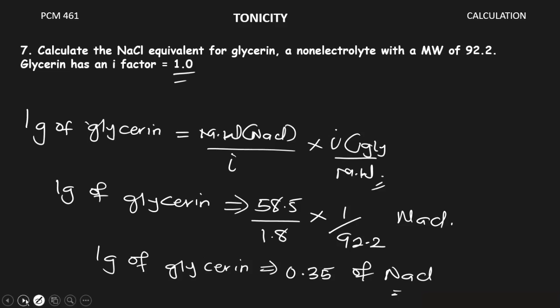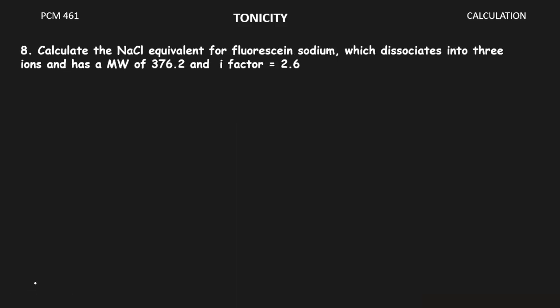So that is that. Now, the next one is an assignment. Calculate the sodium chloride equivalent for fluorescein sodium, which dissociates into 3 ions and has a molecular weight of this. It dissociates into 3 ions. Now, if it dissociates into 3 ions, what does that tell you? They gave the i factor as 2.6, right? So what do you think the gram equivalent would be? You can just write gram equivalent of sodium chloride, but I like expressing it as 1 gram of the compound so that you know what you are doing.